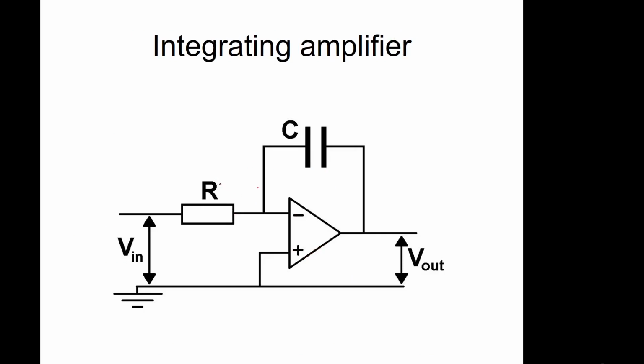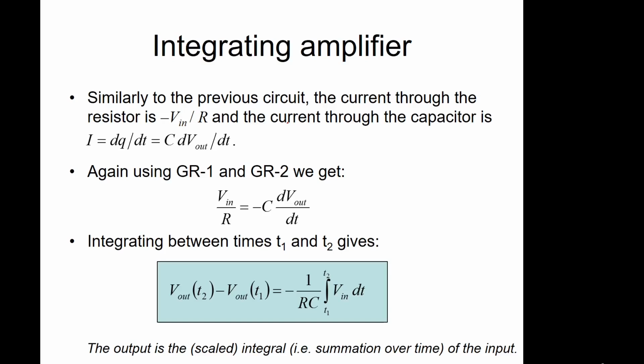If we now switch these components around, so we have the resistor as the input and the capacitor in the feedback loop, then the input current is our voltage drop over our resistance, Vin over R, and the current going through the feedback loop is the rate of change of voltage times our capacitance, dVout by dt times C. So again, the current coming in equals the current in the feedback loop. So this term equals this term.